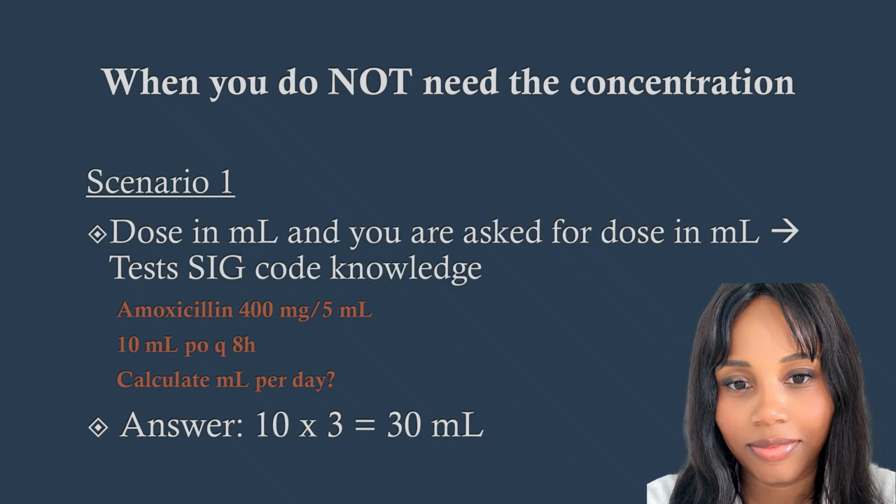Do you understand what PO means? Do you understand what Q8H means? It means every 8 hours. So that means three times a day. So 10 times 3, that's 30 ml per day. That's the total daily dose in ml. So see, in this scenario, we did not use the concentration at all. The concentration is 400 milligram per 5 ml.